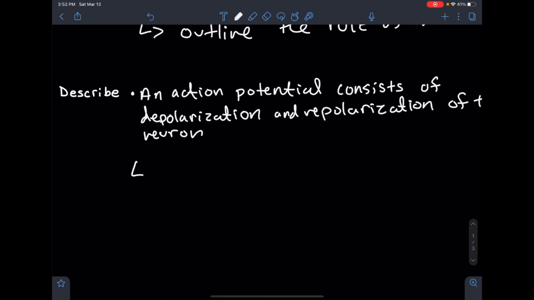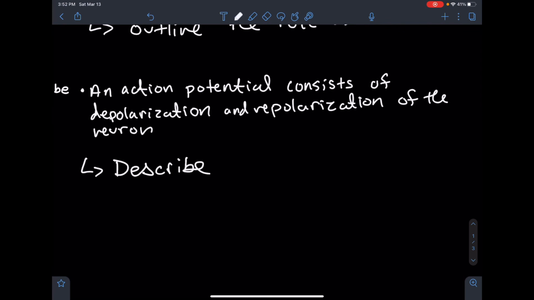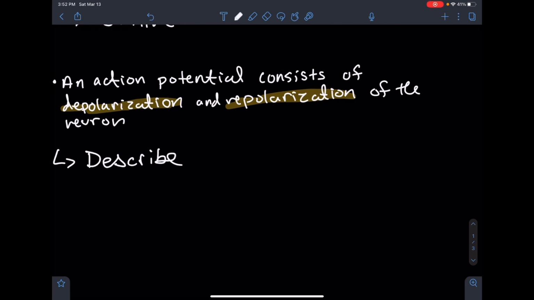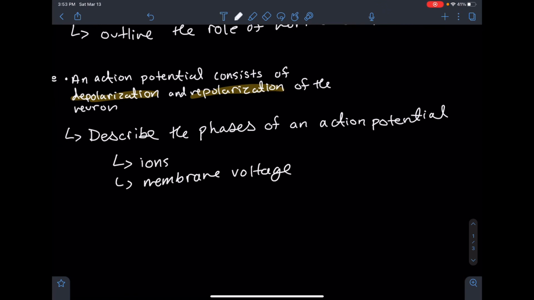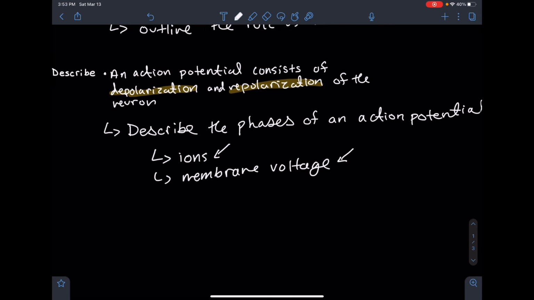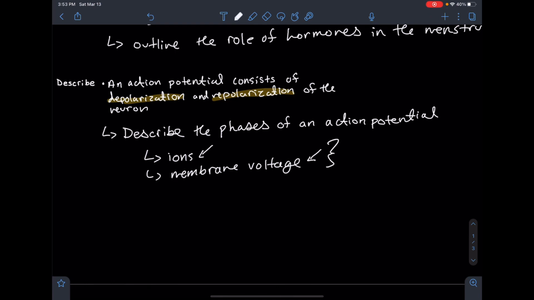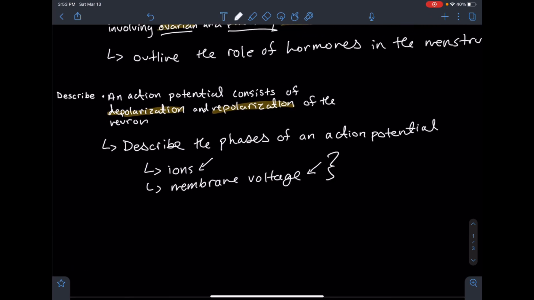So what would this question look like? Well, we have to describe, but then we have to ask ourselves, what is the most important thing we have to be able to describe here? We know that an action potential consists of depolarization and repolarization of the neuron. So we could describe the different phases of an action potential, or we could describe what causes those phases. For example: describe the phases of an action potential. This question implies that we'll have to talk about ions and the membrane voltage and all this great stuff. Again, this is a great question because these two things can be very confusing for students. So being able to describe what happens during an action potential in a neuron is very useful.